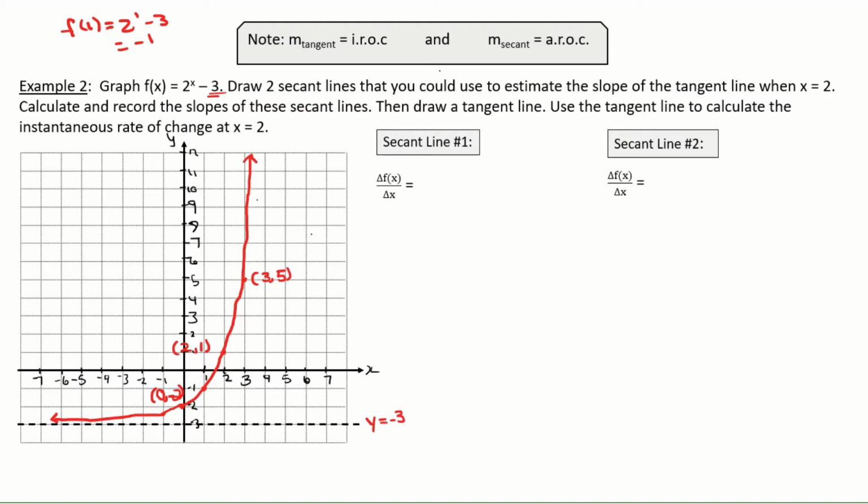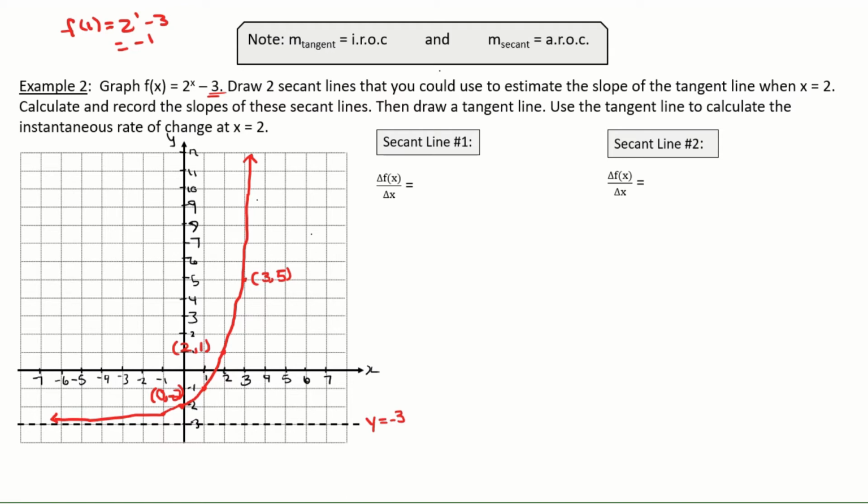That's the first part of the question. The next part says, draw 2 secant lines that you could use to estimate the slope of the tangent when x equals 2. So when x equals 2, this is our important value here, (2, 1). We're trying to find the rate of change of this function right here. So we're going to draw two different secant lines. So a secant line has to pass through two coordinates.